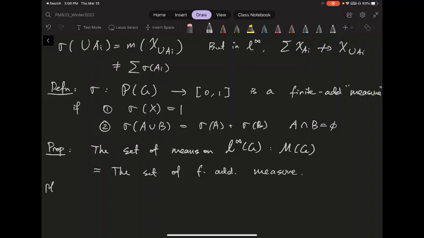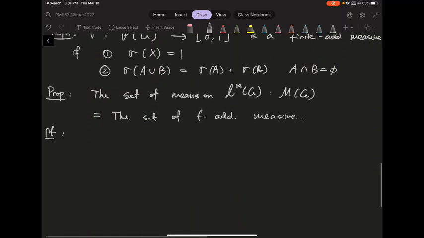The proof is fairly simple. So we already saw how you go from the mean to the finite additive measure. You just assign sigma of a set to be the mean of the characteristic function. So on the other side, you just basically do the simple function approximation. So you know the simple functions, let's call it S of G, are going to be dense in the L infinity of G. That's just some basic measure theory.